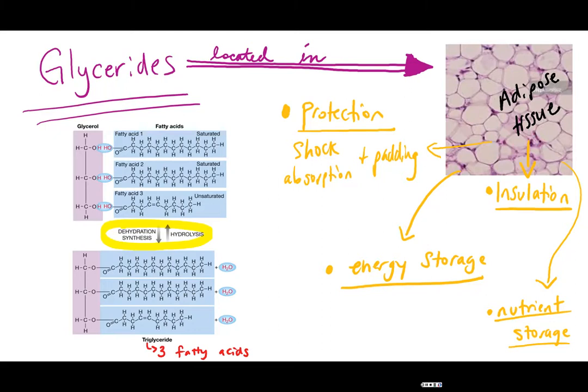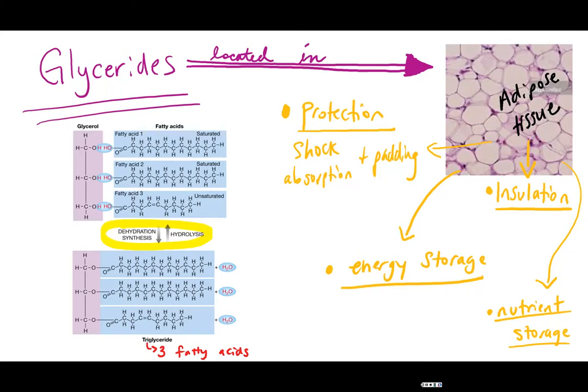So we've mentioned that adipose tissue has the job for protection. It's providing shock absorption and padding to key structures. We mentioned it as being our storage form of fatty acids, which are an energy source. So your adipose tissue is going to be important in storing energy. It's providing insulation for the body. And not only does your adipose tissue store fatty acids, but we have some lipid-soluble vitamins and other nutrients that can be stored in these cells as well.